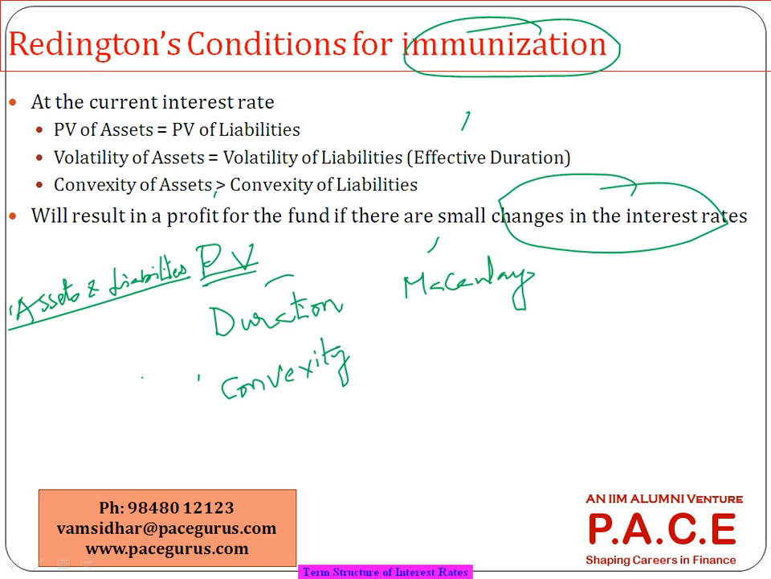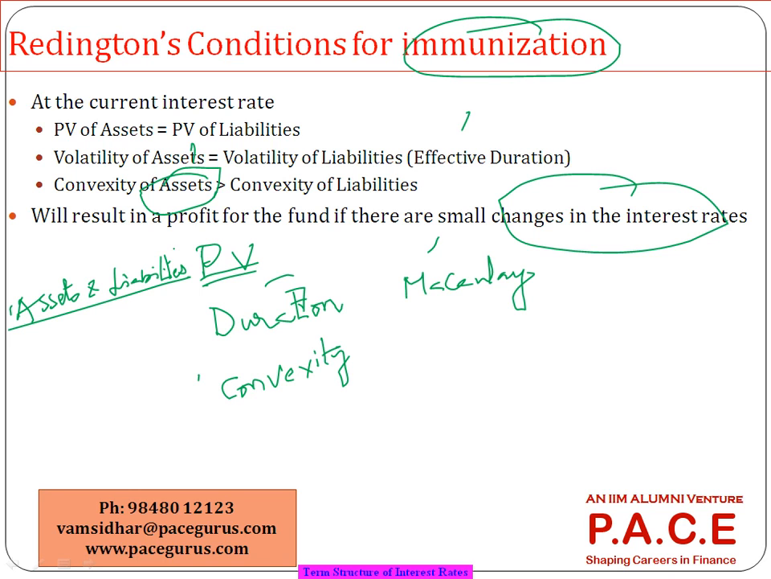And three, if the convexity of the assets is greater than the convexity of the liabilities, what we are saying is the scope for making a profit is slightly more. The convexity of the assets is greater than the convexity of the liabilities, there is a chance of making slightly more profit. And at the same time, our portfolio is immunized, which means by taking a similar amount of risk, we are able to increase our profits in this scenario.